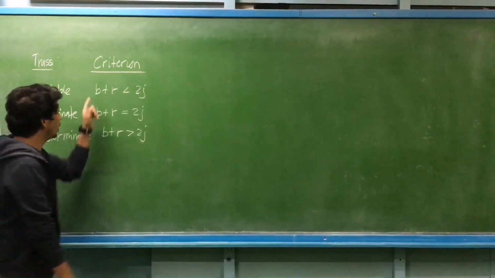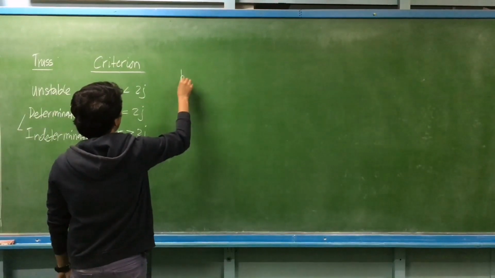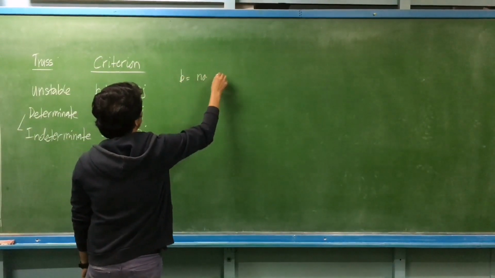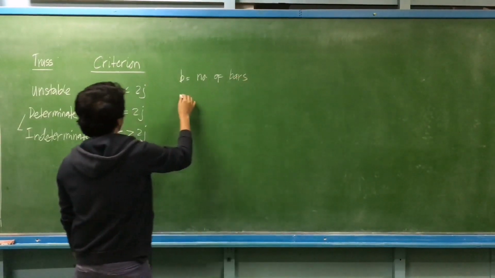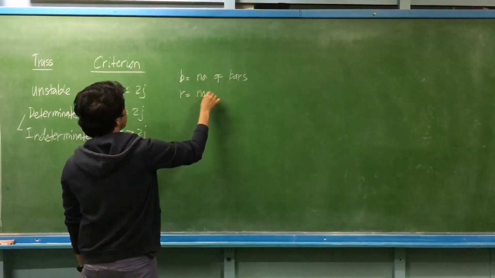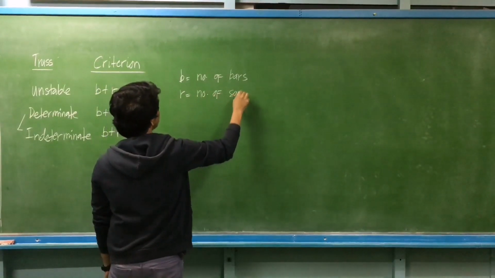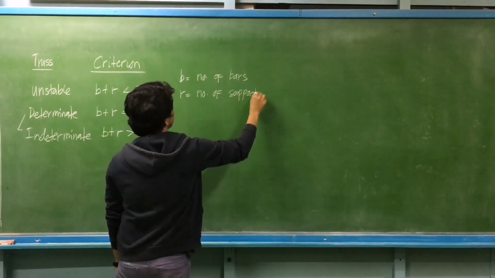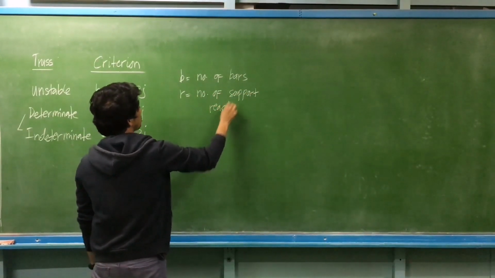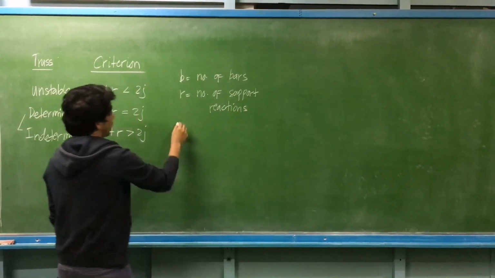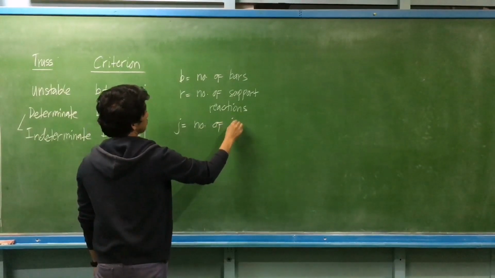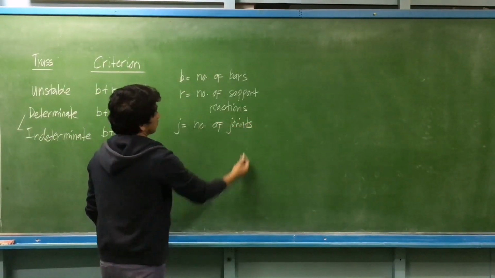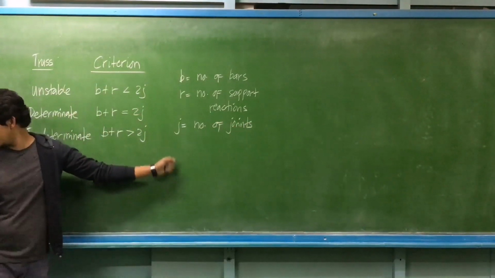So again, B is the number of bars in that truss, R is the number of support reactions, and J is the number of joints. Okay, so let's have one example.